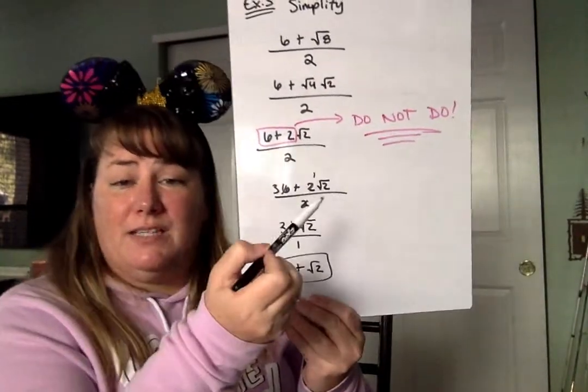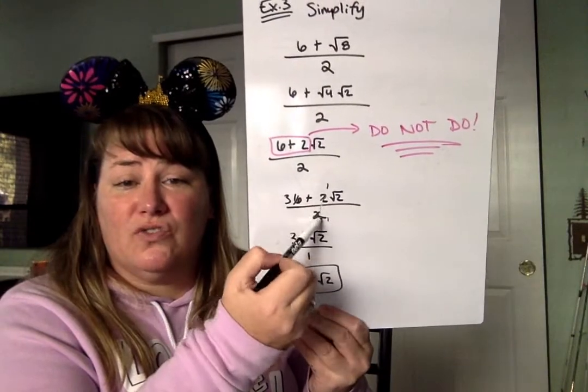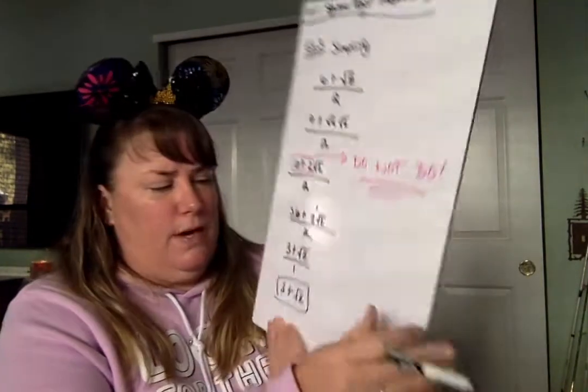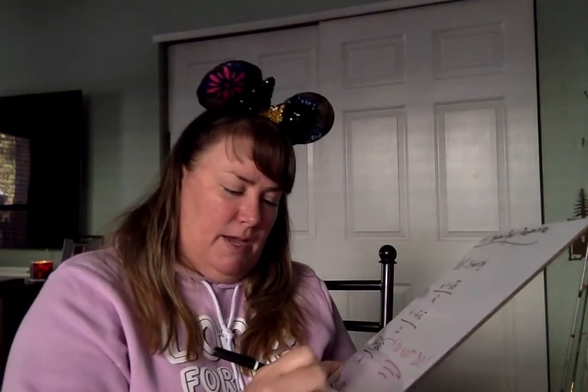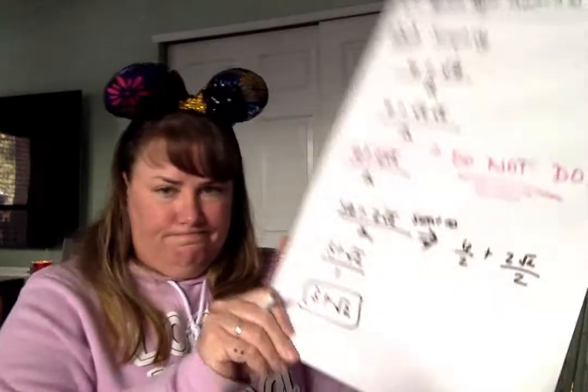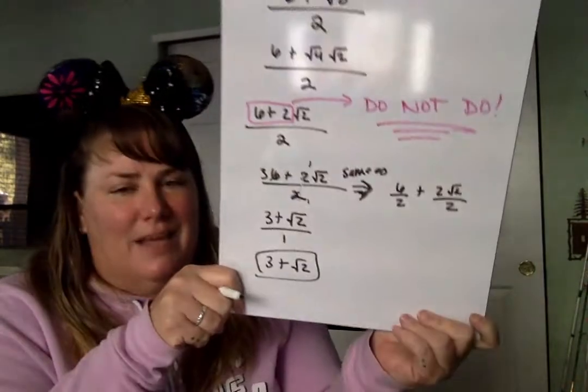Now some of you guys may be asking, why can I do this with the 6 and the 2 here, and then also the 2 and the 2 here? Here's why. This is the same as, and this, I think, will help you be able to see it easier: 6 over 2 plus 2 root 2 over 2. That's the same.